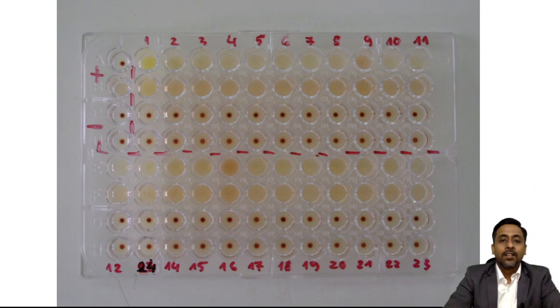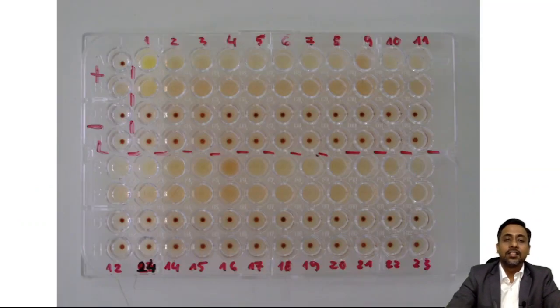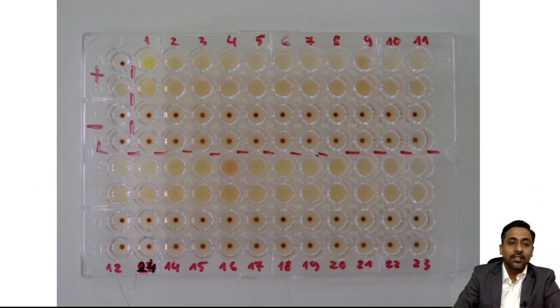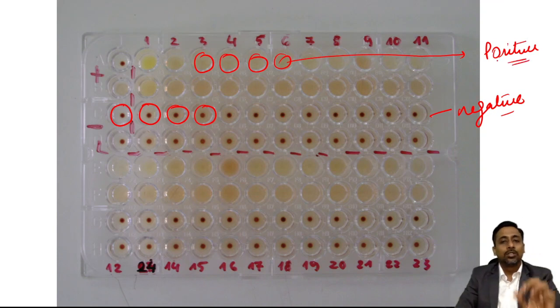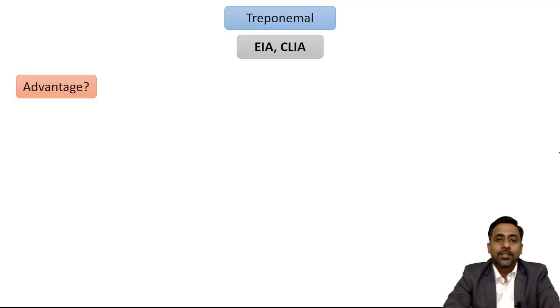You can see in this image, the buttonhole formation at the base of the well indicates a negative reaction. And this smooth mat formation, where you cannot see any buttonhole, indicates a positive reaction. So smooth mat formation is positive, buttonhole formation is negative, remember this. Now see the next treponemal test, EIA and CLIA.